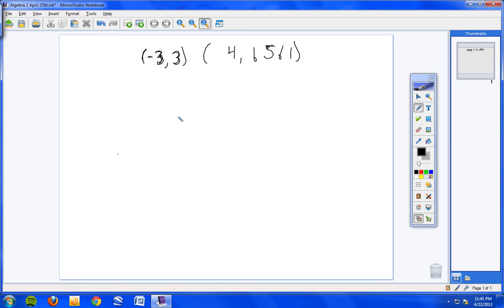If you'll look at your notes on page 73 and 74, you should have 2 pages you've printed. If not, please stop and print those. And let's jump right into page 73.